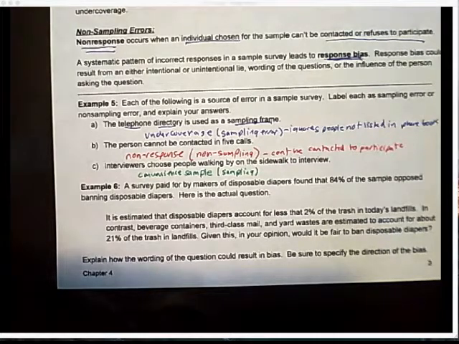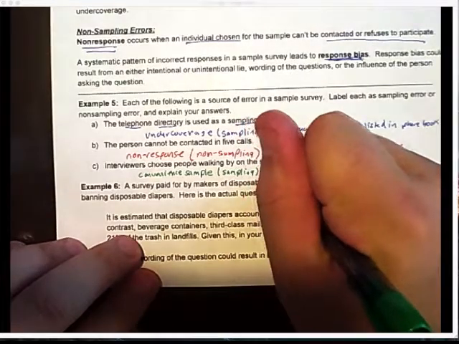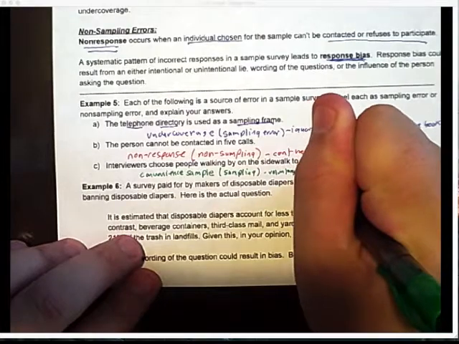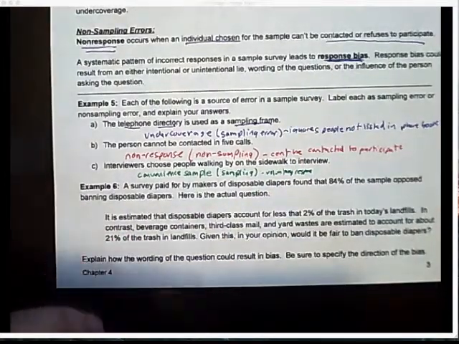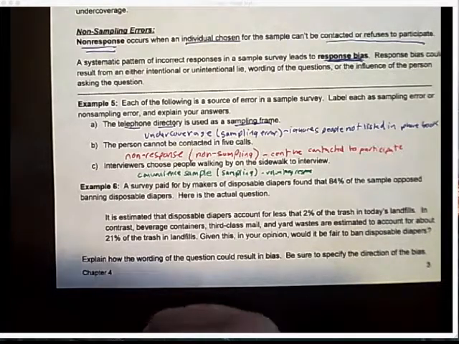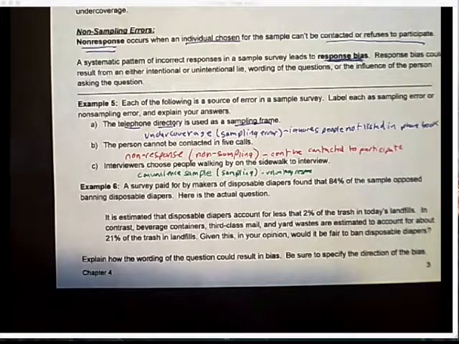All right, and I guess you could kind of frame that as a voluntary response. Okay, a little bit of voluntary response there because if people are passionate about what you're asking them, they'll participate, and if they don't care either way, they're probably going to keep on walking by. Right, let's look at the last one.